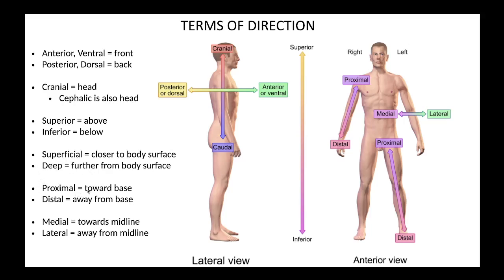Proximal is going to be towards the base, and then distal is going to be away from the base. So for instance, you could think proximal brachium, and then the antebrachium is going to be the distal portion of the arm. Or proximal could be the thigh, and distal would be towards the distal end of the lower extremity, which would be the feet. Medial is anything that's in the midline, and then lateral is anything that extends laterally towards the peripheries of the body.